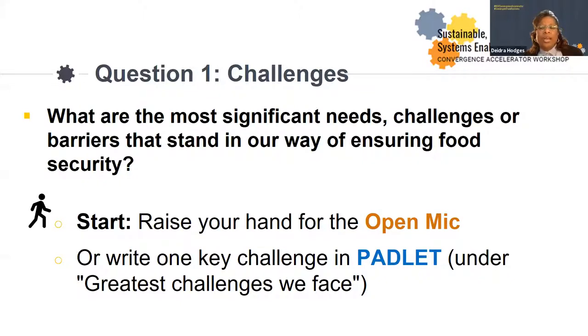If you have an answer, go ahead and raise your hand. We have someone's hand already raised. And others, go into Padlet and start using the whiteboard to write down your answers. You'll see right under greatest challenges, that first little note, just start creating your answers under that first column. What are the most significant challenges?